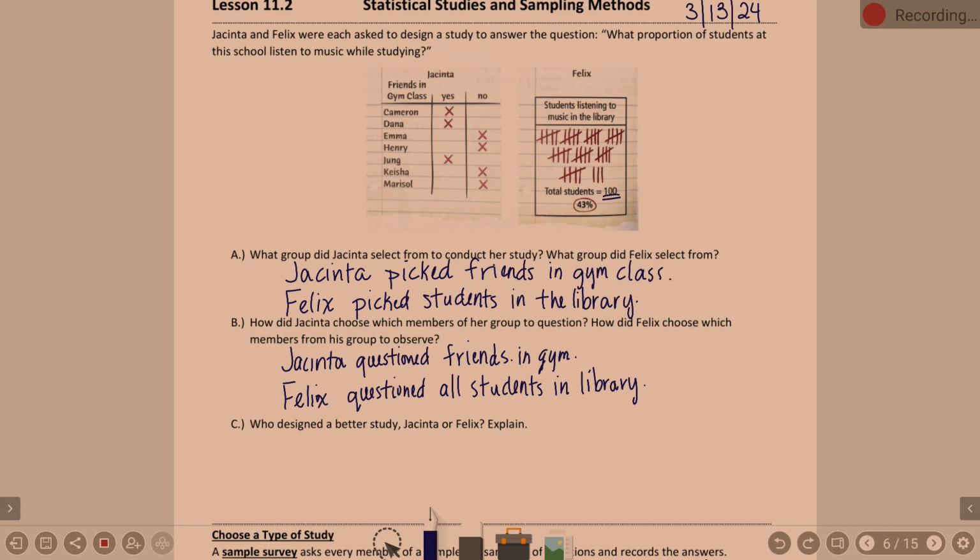Let's see. He didn't distinguish between friends and other students. He got 100 students. I guess the other thing I have listed here, he chose a group of students from multiple classes, meaning the library is going to have more of a variety of people, whereas here it's just, again, back to friends, but also just a gym class. So, regardless, I think we can all agree Felix. He did not distinguish between friends and other students. So asked a variety.